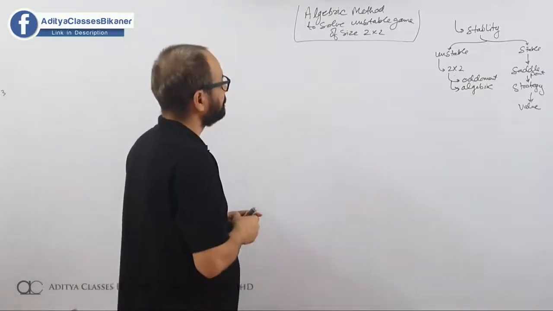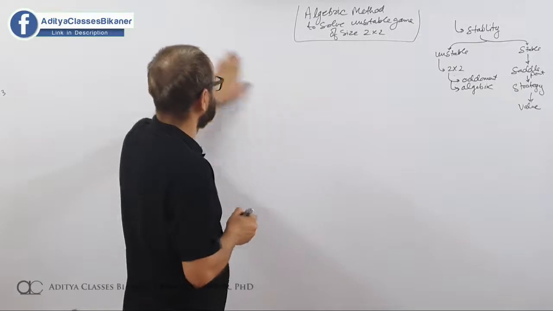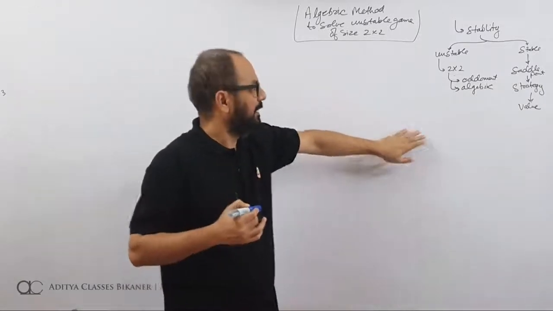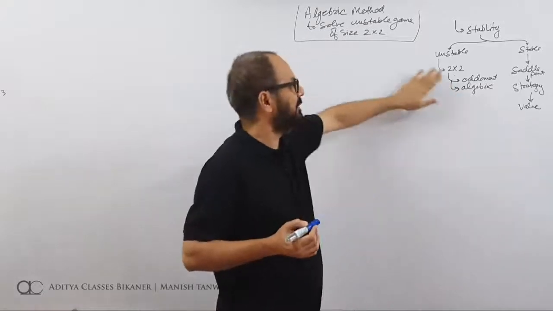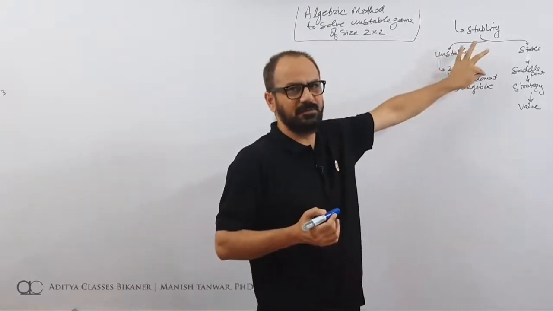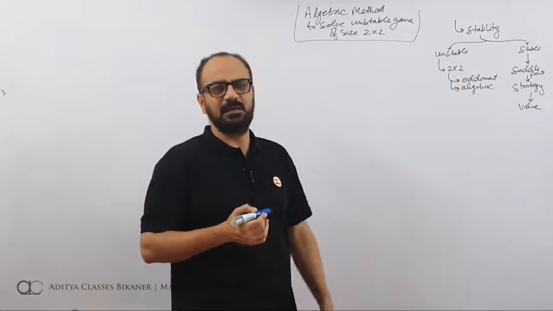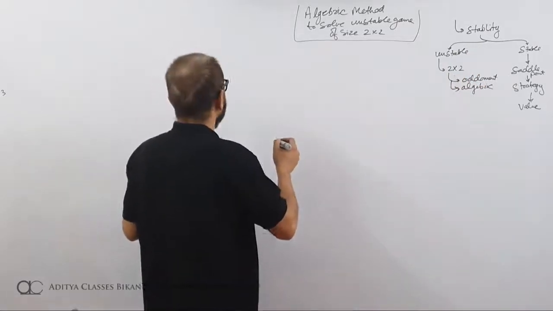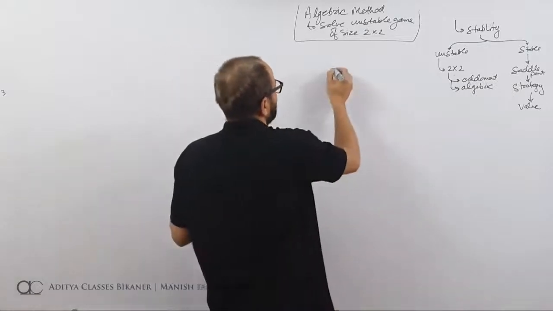Now what is the algebraic method? First let us have a look at the algebraic method and then we'll take up questions. We'll take a stable question, we'll take an unstable question, we'll solve that unstable using the ordering method, and we'll solve that unstable using the algebraic method. So first let us understand what this algebraic method is.